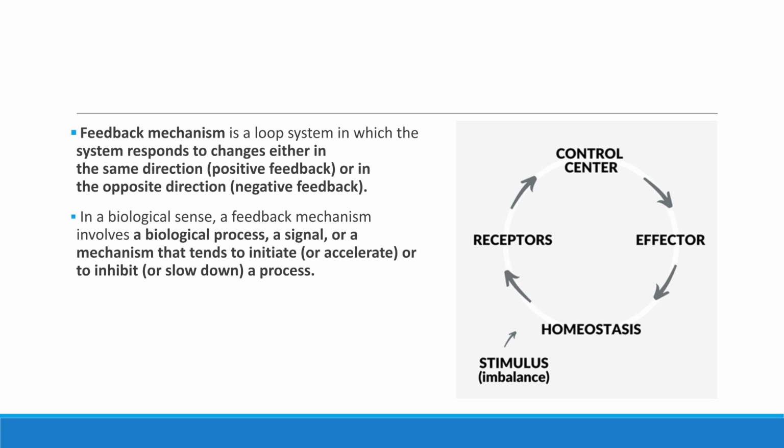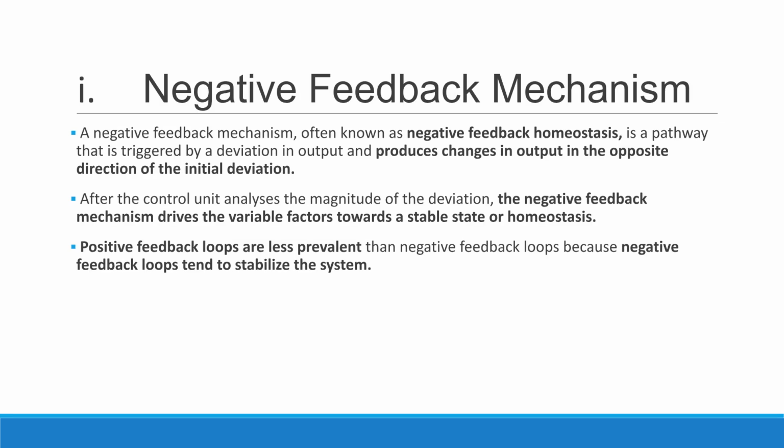A feedback mechanism responds to changes in the same direction, which is positive feedback, or in the opposite direction, which is negative feedback. In biology, it initiates, accelerates, inhibits, or slows down a process. A negative feedback mechanism counters a deviation in output, producing changes in the opposite direction of the initial disturbance. It drives variable factors toward a stable state or homeostasis, making it more common for system stability.